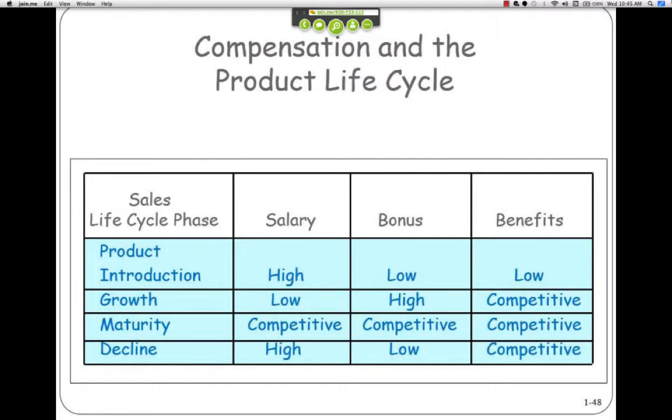Now, I think what's a bit untrue here is for product introduction, the people who are starting the company are probably owning a percentage of the company. Someone has to have that initial ownership. But the pay is not necessarily bonus-based.